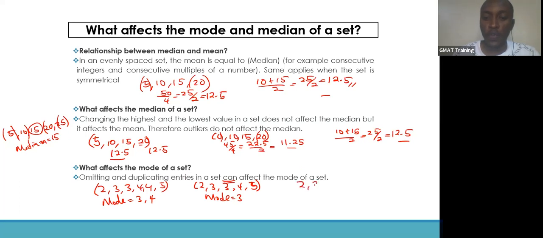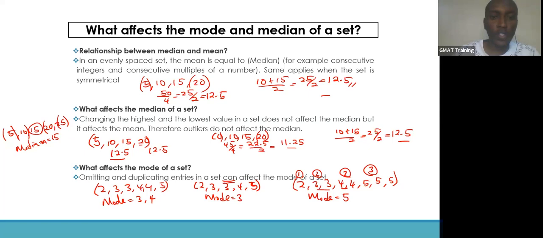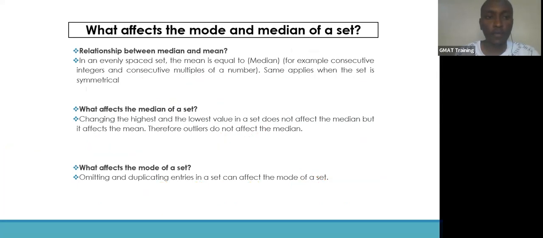What about if we added two 5s? Then you'll have a new set as 2, 3, 3, 4, 4, 5, 5, 5. In this case, 3 has 2 entries, 2 has 1 entry, 4 has 2 entries, 5 has 3 entries, and therefore our mode is 5. All right, and that is what affects the mode, relatively the same as the median. Let's try a few questions and see what we've learned today and apply these properties of the mode, median, and mean, as well as the definitions, and see how we can tackle these questions.